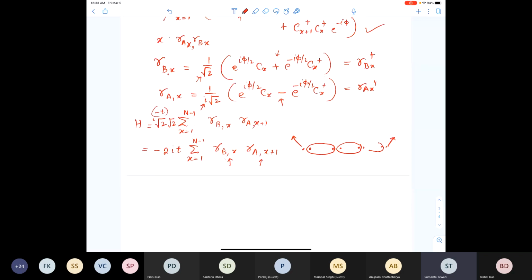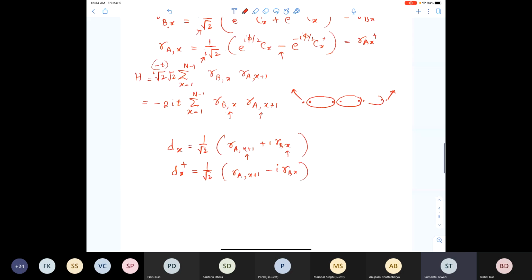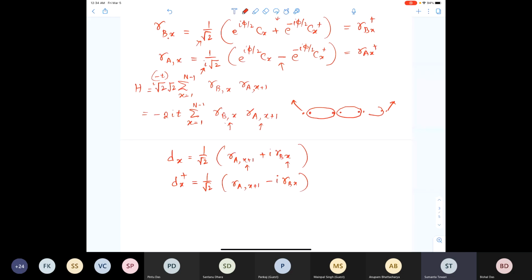So as I said, I can define new conventional fermion operators using Majorana fermions from these neighboring sites. So I can write down d_x equal to 1 by root 2 (gamma_a,x+1 plus i gamma_b,x). So you can see that I'm taking one from x and one from x plus 1. And d_x dagger is then 1 by root 2 (gamma_a,x+1 minus i gamma_b,x). Computing d_x dagger from d_x is trivial. All you have to do is change the i to minus i, because the gamma operators are equal to their daggers. As you know, you can again take the inverse transformation and write down gamma_b,x and gamma_a,x+1 in terms of d_x and d_x dagger.